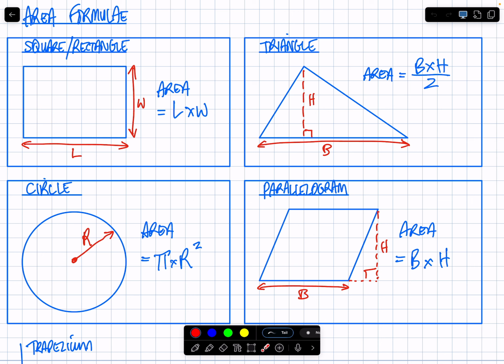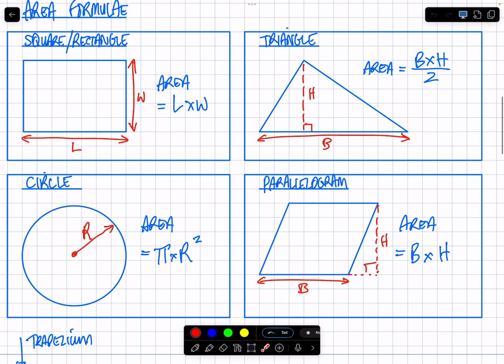Does anyone know why that formula works? If I drew this around the triangle, what am I trying to show here? Every triangle is half of what? A square. That's not a square. A square is this. Every triangle is half of a rectangle. That's why that formula works, because it's telling you to find the base times by the height, and then you halve it. Get those down because you'll be hammering them today.